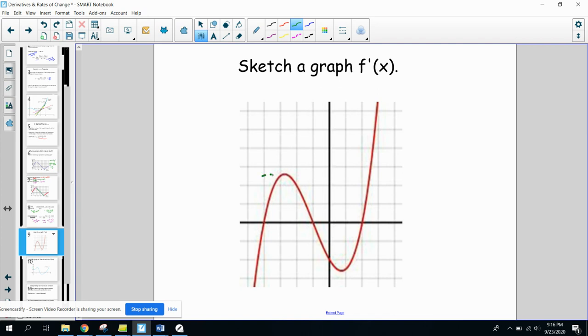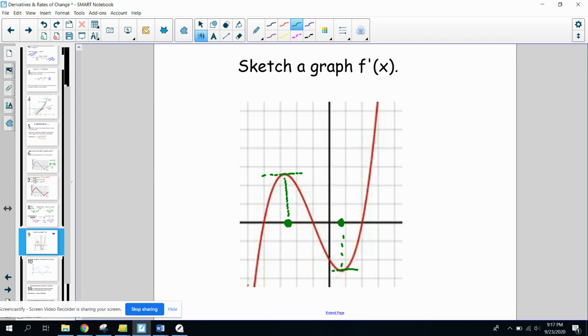So I'm going to put like a little dotted line here just to say, okay, here about is where my slope is going to be 0. So if I were to carry this down somewhere, right, it would be about here. Okay, same thing here. If I carry it up a little bit, it's going to be about here. So those are the points where my derivative is going to cross the x-axis.